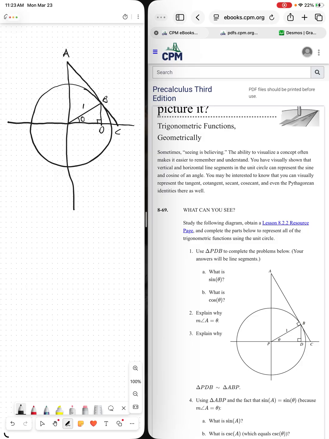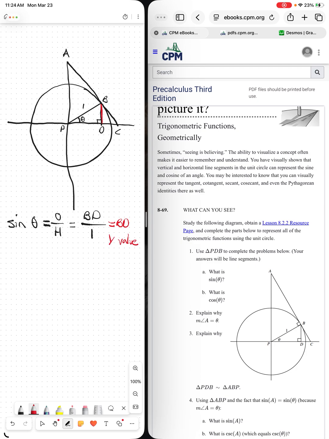Okay. Use triangle PDB to complete the parts below. What is the sine of theta? Remember, sine is opposite over hypotenuse. So the opposite is BD over the hypotenuse, which is 1. So we're talking about this line, right? This is our sine. It's BD, or that Y value.